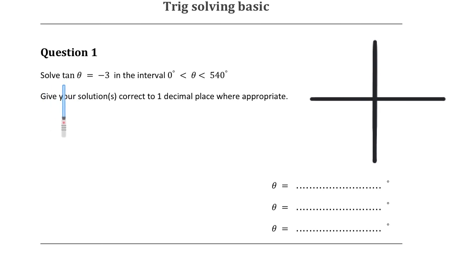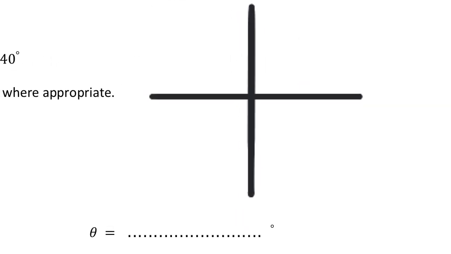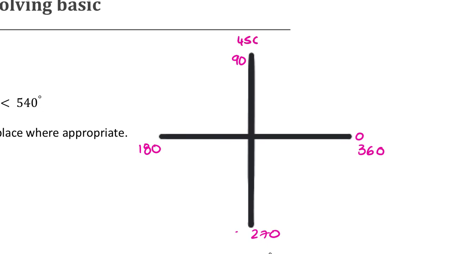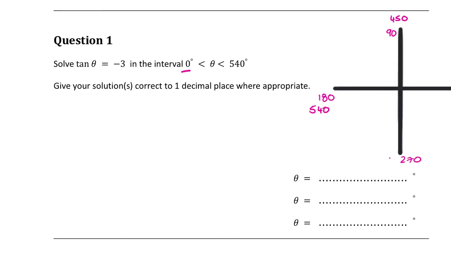So, first of all, I get: solve tan theta equals -3 in this interval between 0 and 540. We know with the CAS diagram, we start at 0. This is 90, 180, 270, 360. What comes after 360? 450, 540. So whatever I do, I'm going to have to start here, go round once, and then go round and I'm going to stop here, because the interval is between 0 and 540.